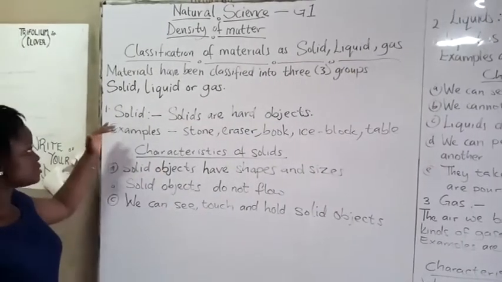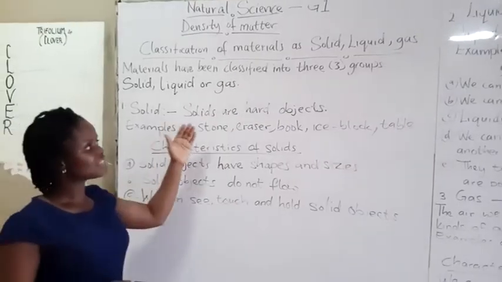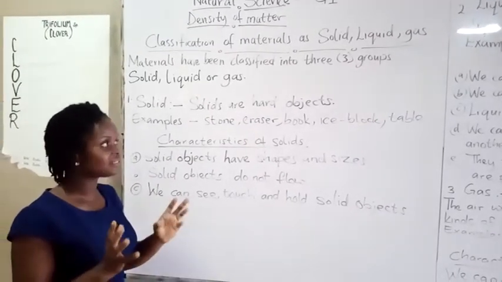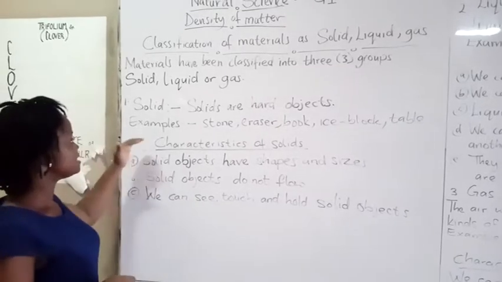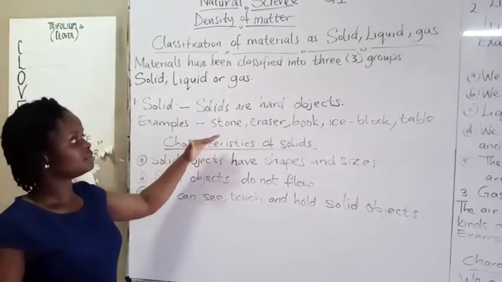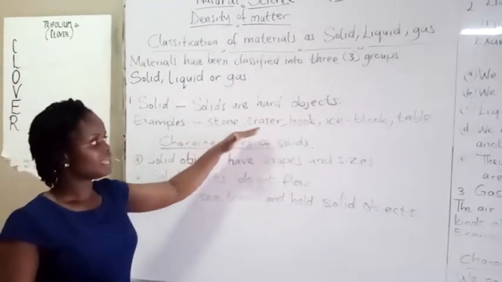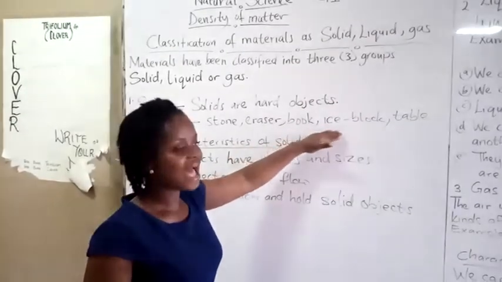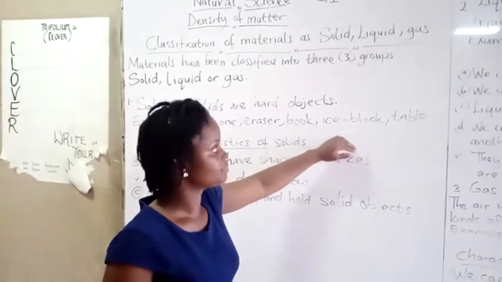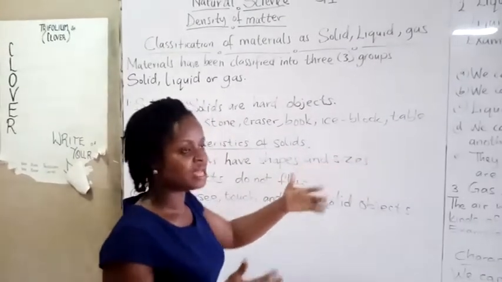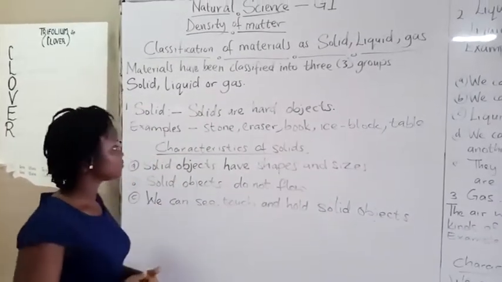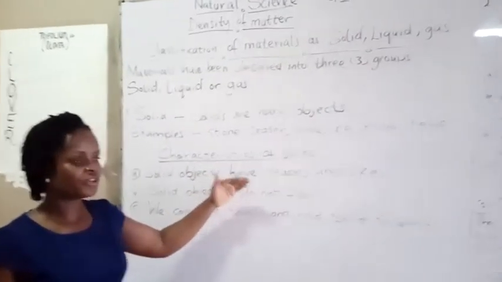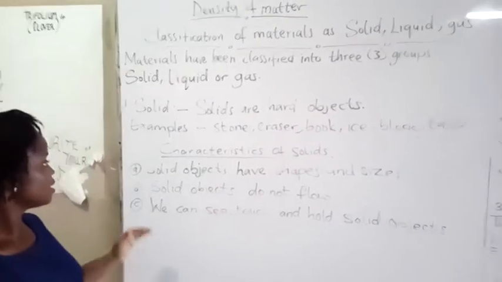Let's look at solids. Solids are hard objects. They are what? Hard objects. Examples are stone, eraser, book, ice block, table, and so on. Now let's look at the characteristics of solids.